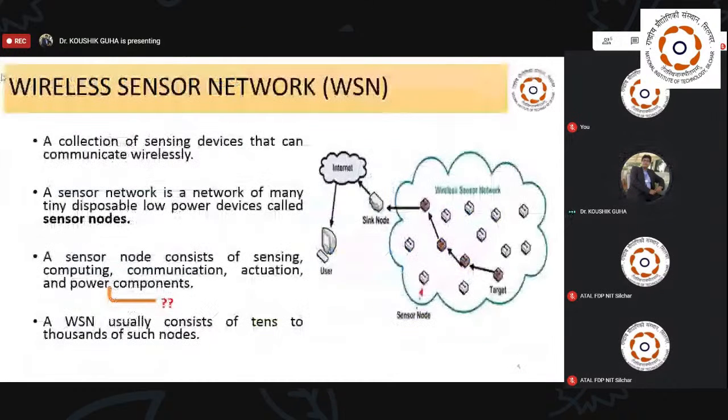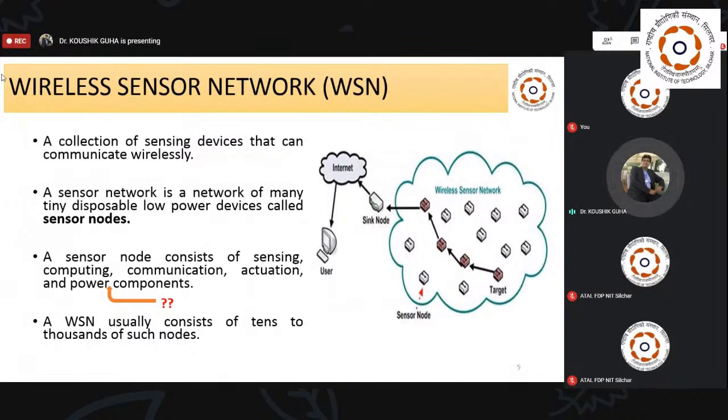And also in the Internet of Things, the wireless sensor network plays a great role, because it is a collection of sensing devices, the sensor nodes. They can communicate wirelessly. Obviously in a smart city concept, when everything has to communicate with each other, billions and millions of sensor nodes will be deployed, and we have to monitor all the communications between the nodes. So the wireless sensor network will play the game here. It is a network of many tiny disposable low power devices called sensor nodes. It consists of sensing, computing, communication, actuation, and power components.